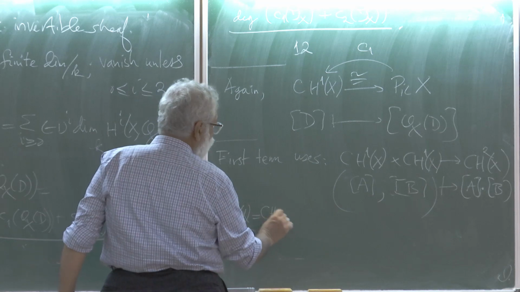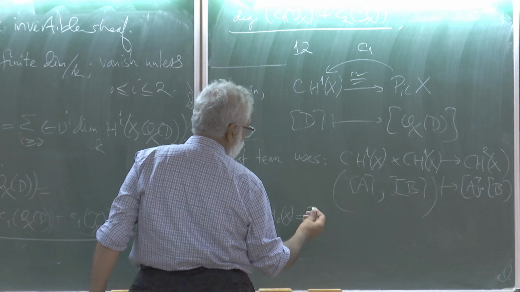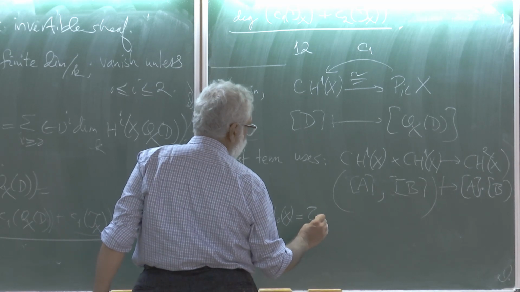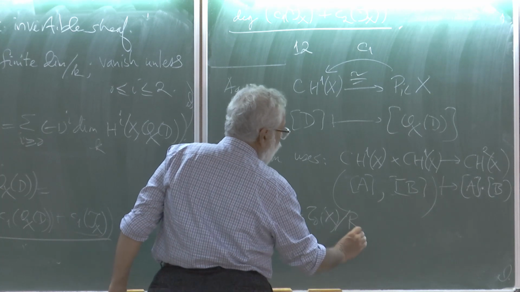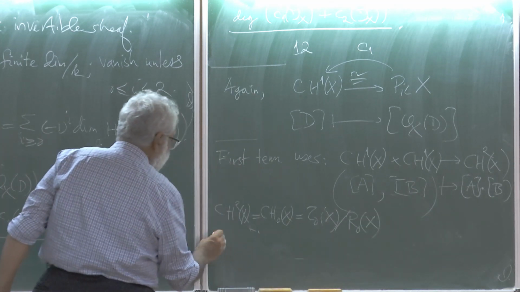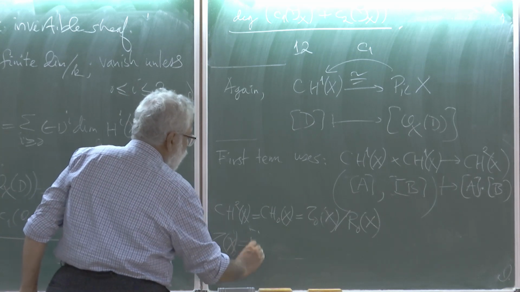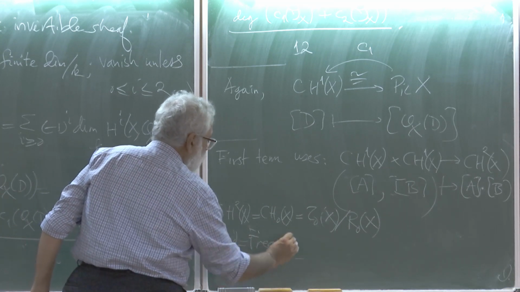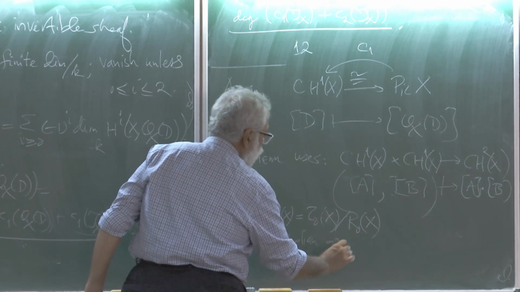That's the same as Chow lower 0(X), which is the same as, if you like, well, let me write it like this time: Z_0(X) divided by R_0(X). Z_0(X) is the free abelian group on points.